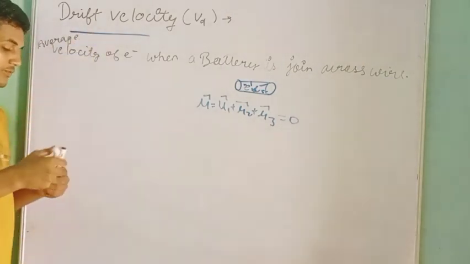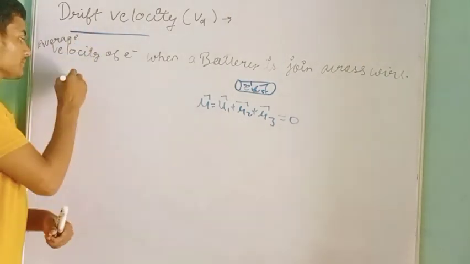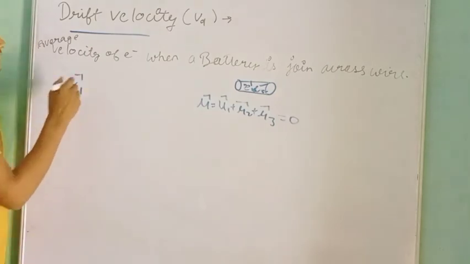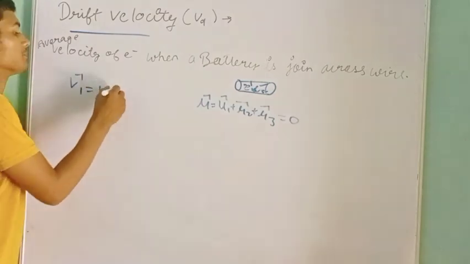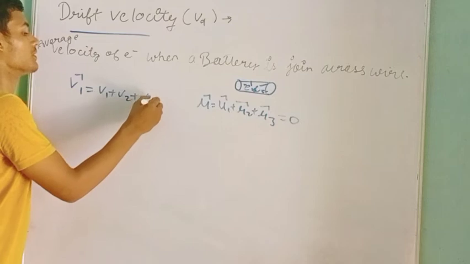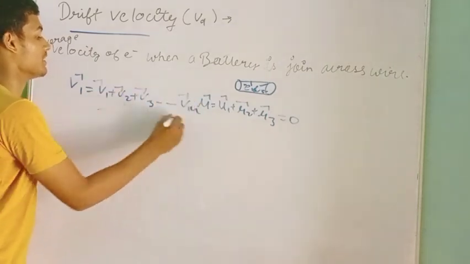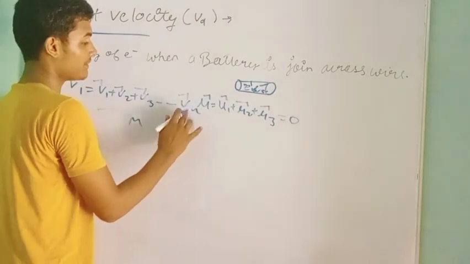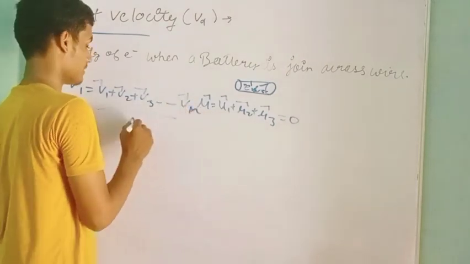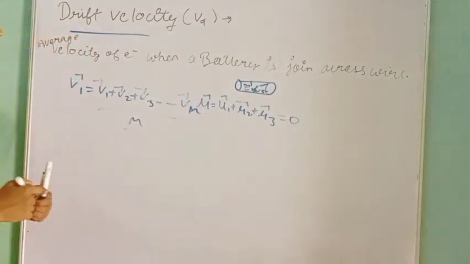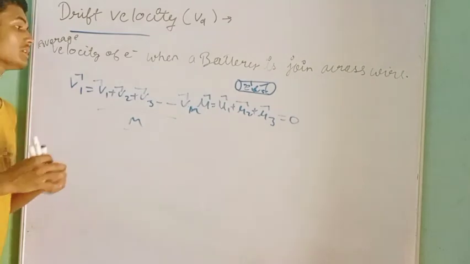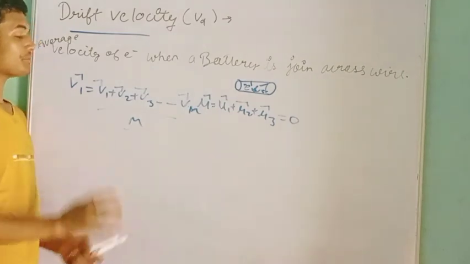That is the formula we can take here: after attaching the battery, V_d equals (V1 plus V2 plus V3 plus up to Vn) divided by n, where we take the nth velocity. That is the formula for drift velocity. The unit of velocity is meter per second, so that is drift velocity.